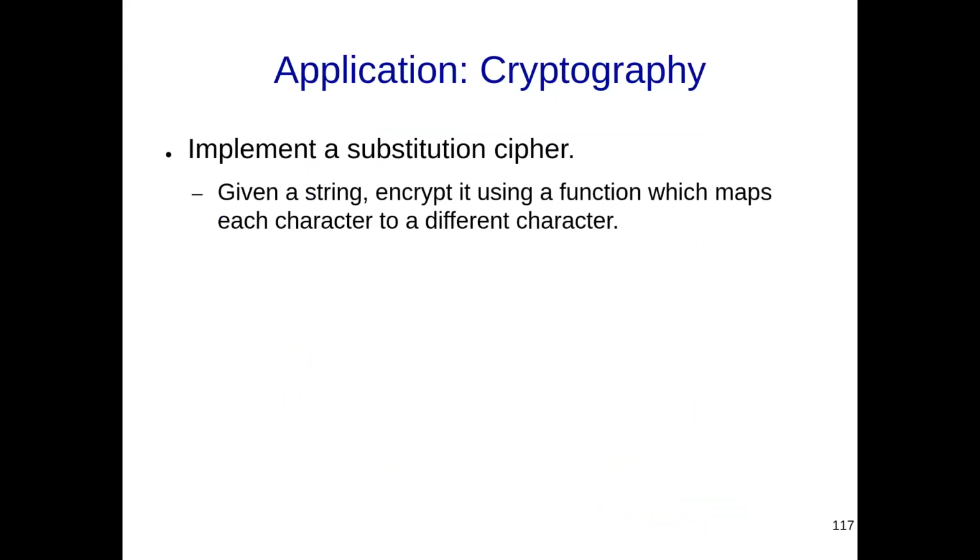Okay, so let's come to this specific application of substitution cipher. So the idea is that we are given a string, which is also called plain text. We would like to encrypt it using a function which maps each character to a different character. Right? So for example, I might say that in OpenACC, O gets mapped to P, P gets mapped to Q, and so on. Right? So this is the next character that I am suggesting in this particular substitution cipher.